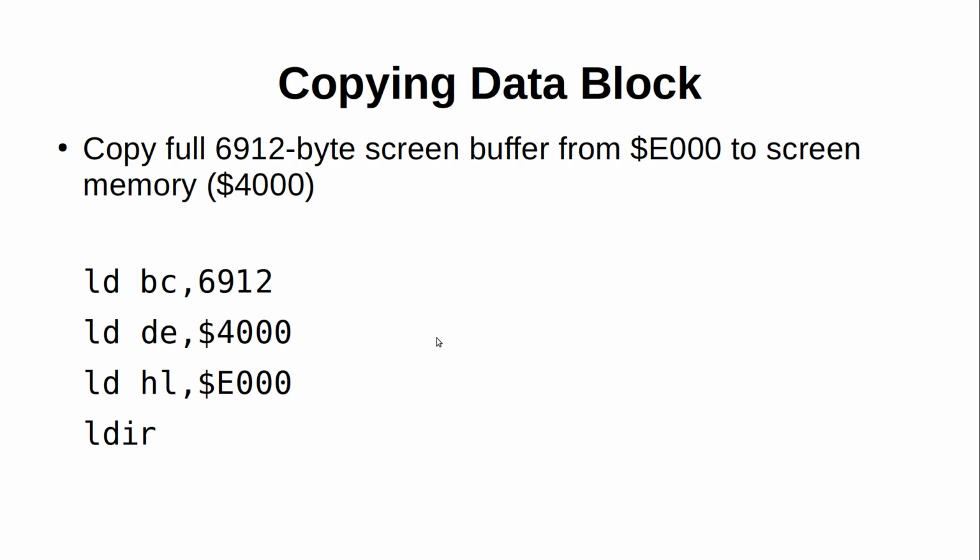We load BC with the block size, which is 6,912 bytes to include both the bitmap and the color attributes. We put the destination address in DE, and then the source address in HL. Then we just do an LDIR, and after a mere 145,147 t-states, or 41.47 milliseconds at 3.5 megahertz, we can move on to the next instruction.